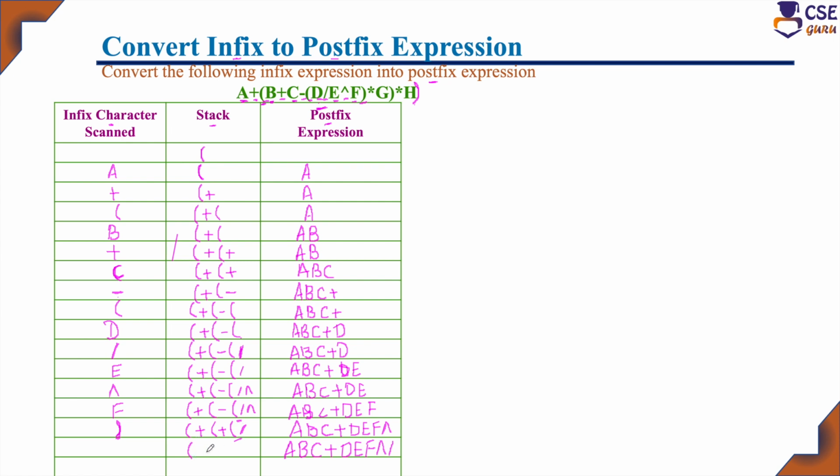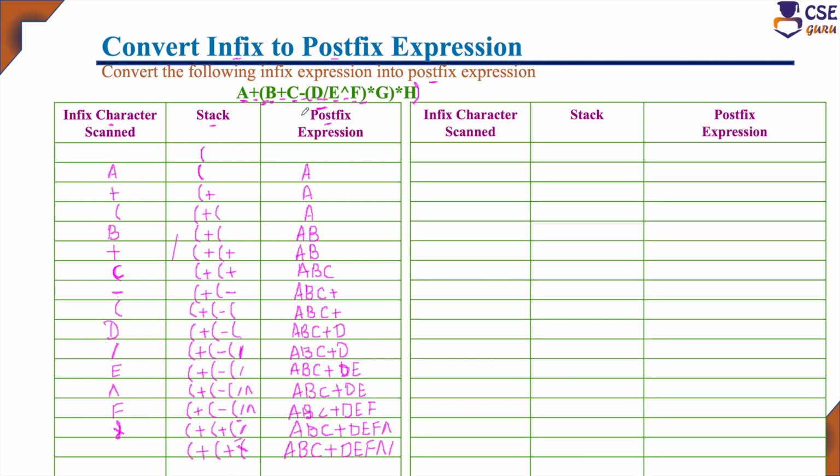Okay, so here open parenthesis, plus, and again open parenthesis, plus, and again open parenthesis will be there. This division operator you have popped and placed in the postfix expression. Now you have to cancel this closed parenthesis and open parenthesis. And next incoming character is a star operator, and the top element of the stack content is a plus operator.